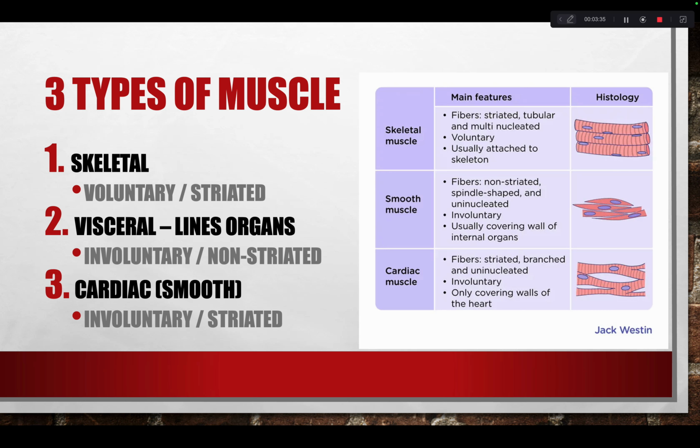Cardiac muscle, they give this its own category because it is involuntary, but it's also striated, right? And it has a single nucleus. And this is covering the walls of your heart, which is why it's called the cardiac muscle. Please don't get that wrong on any test.